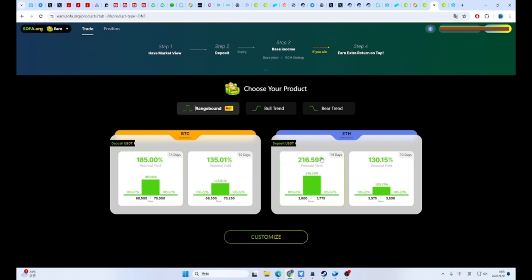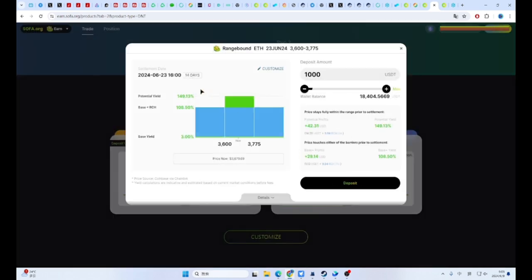Okay, now moving on. Range-bound has 2 coins, but we'll just discuss one. Let's take Ethereum as an example. Click on it, and it recommends a 14-day Ethereum plan. Currently, 1,000 USDT can earn you 9.8 RCH. You need to trade to get the RCH airdrop.